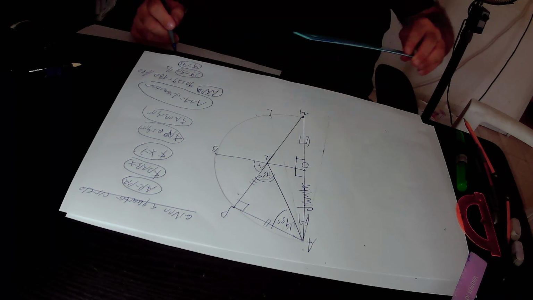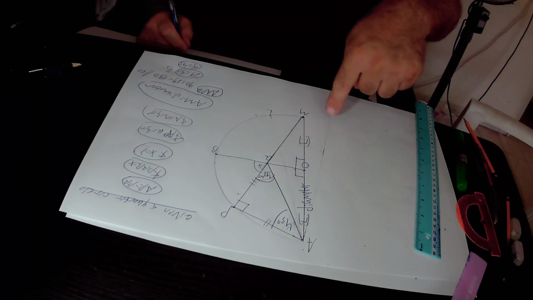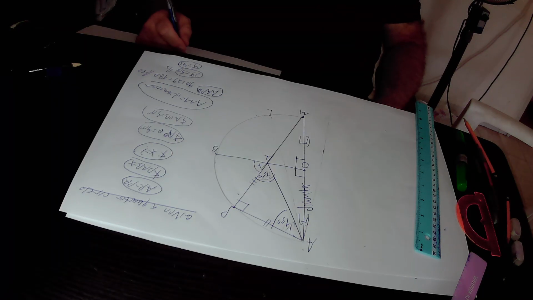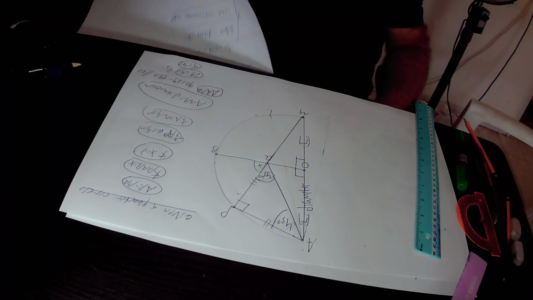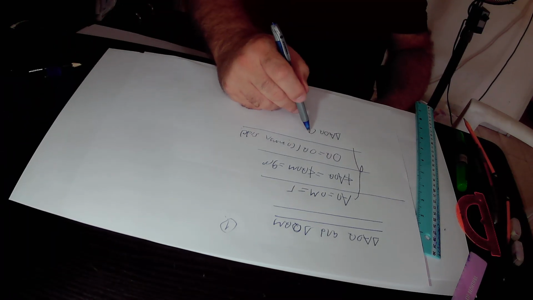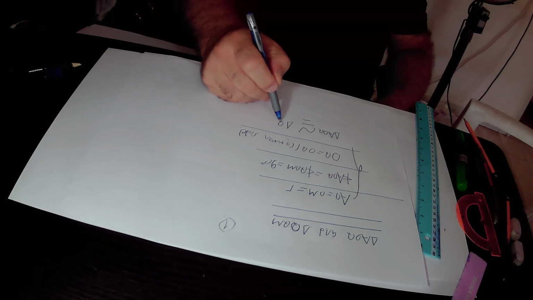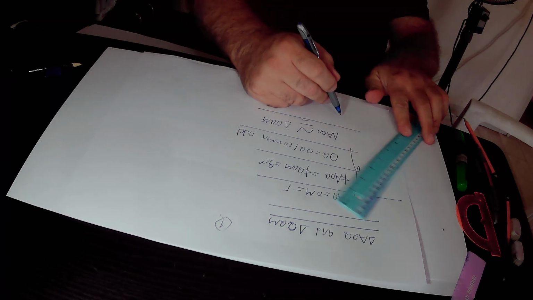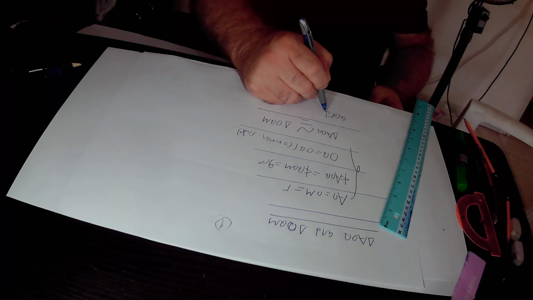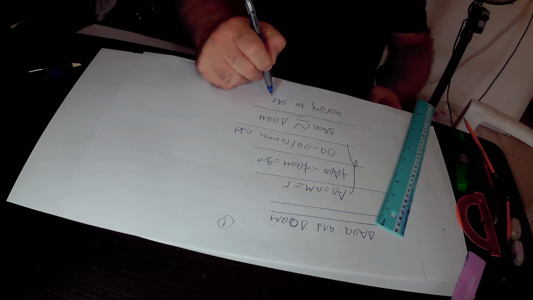So if we prove that triangle AOQ can go into triangle OQM according to side angle side rule. Triangle AOQ can go into, this is the sign of can go into, triangle OQM according to side angle side rule.